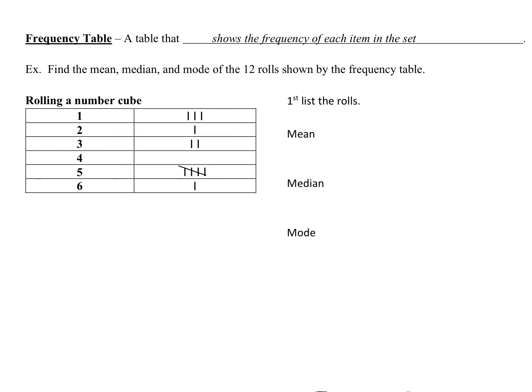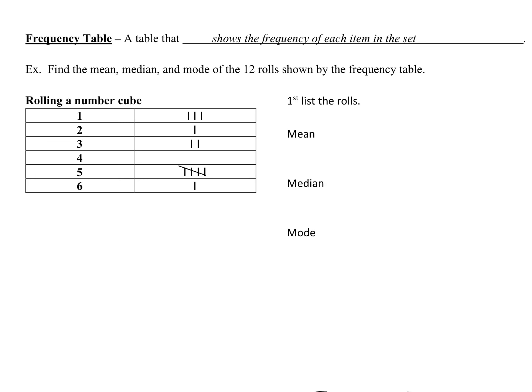So the frequency table we see here represents the numbers we got when rolling a number cube, or often called a die. The first thing we want to do in finding the mean, median, mode, and we're going to find the range as well of a frequency table like this, is to list out the values that we have so we can look at it as a typical set of data.